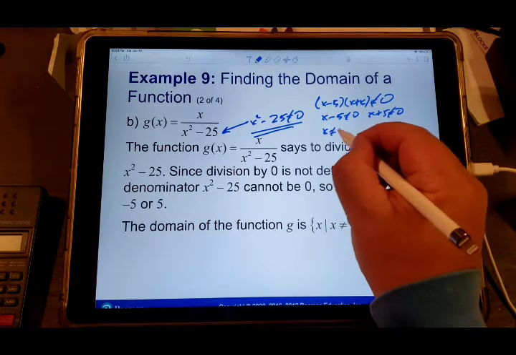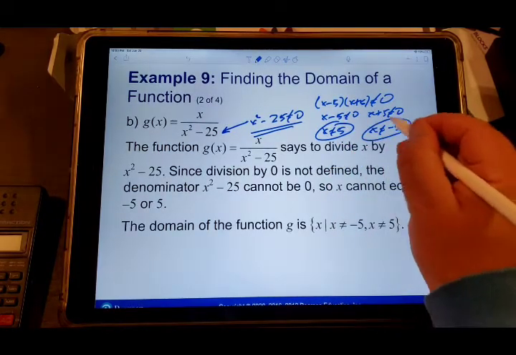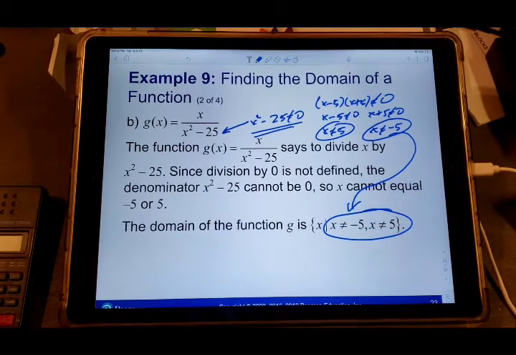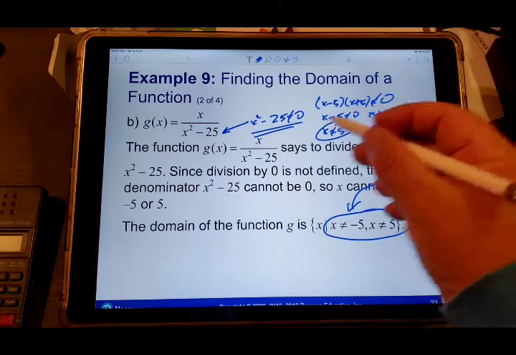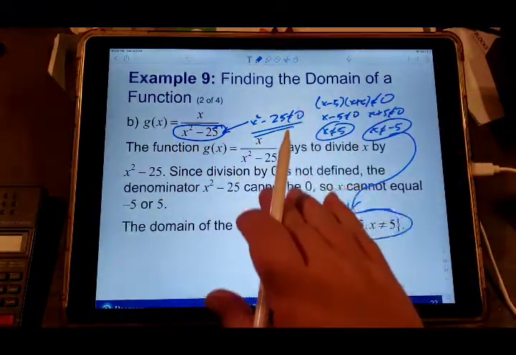So I get x not equal to 5, and x is not equal to negative 5, which should look familiar when you have done this with an equal sign instead of the not equal sign. But what I'm saying is the shortcut is just take the denominator not equal to 0.